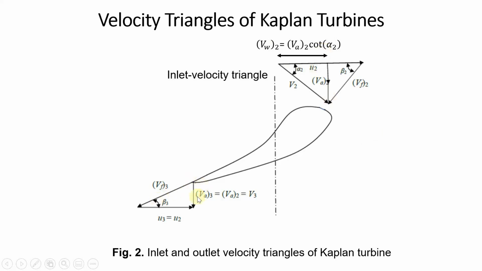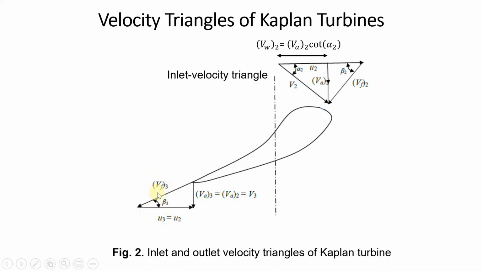At the outlet, the flow leaves purely in the axial direction. That means the axial velocity at outlet is equal to the absolute velocity of the flow at the outlet. That means the whirl component of velocity at the blade outlet given by VW3 has to be 0. The relative velocity at the blade outlet is again the vector difference of the absolute velocity at blade outlet and the blade velocity at the blade outlet, and that's how we get Vr3.